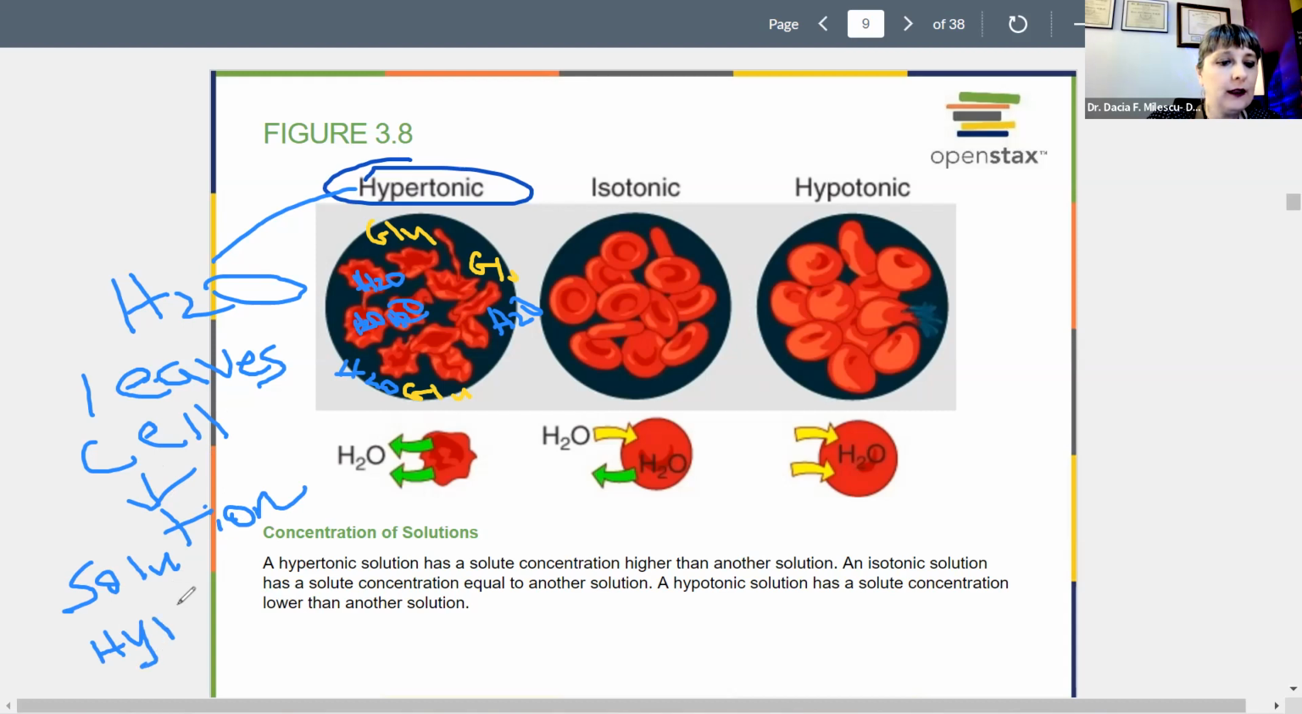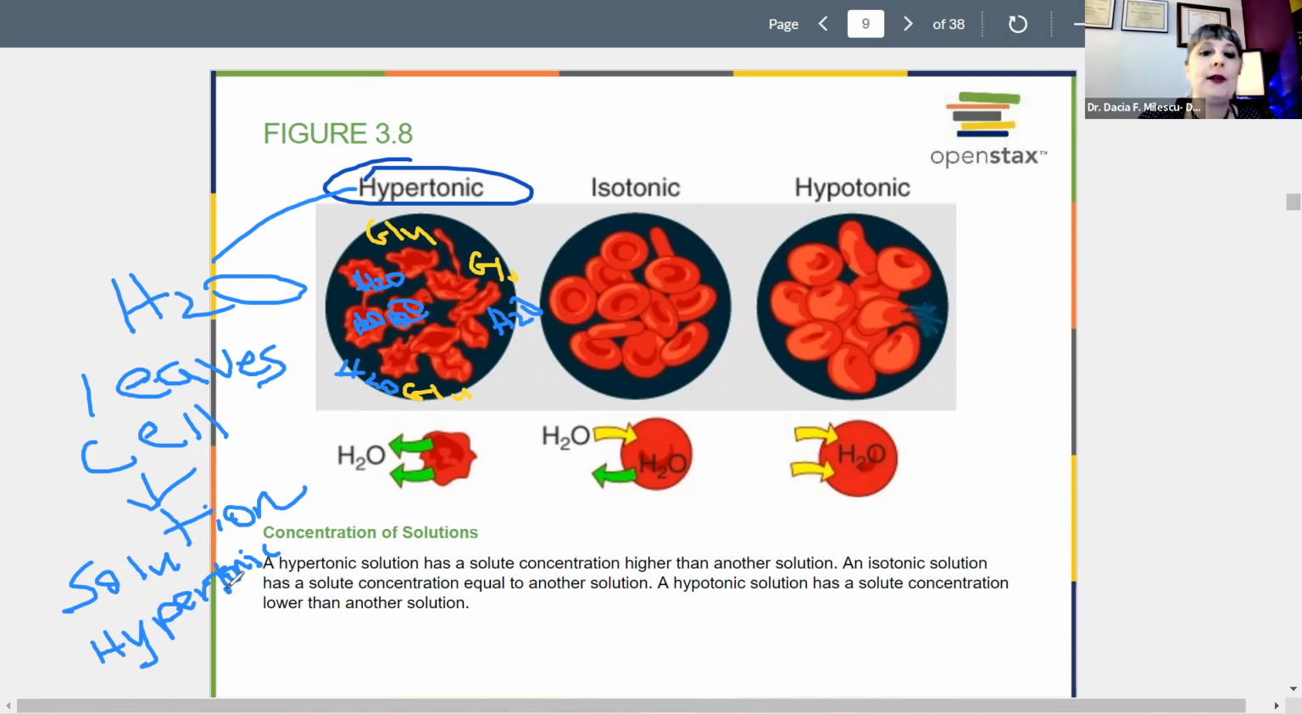So therefore, we can conclude that water technically follows solute. It's going to go where there's more solute and less water. Or we can also look at it on the flip side and say water goes from high concentration to low concentration, down the concentration gradient, which technically means that water follows solute. It's going to go to an area where there's more solute and less water.